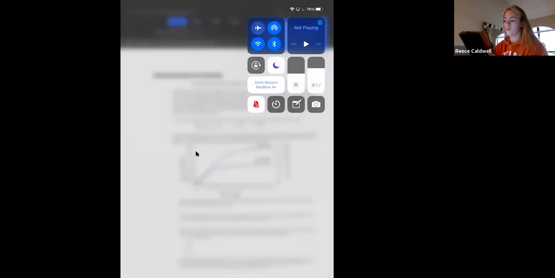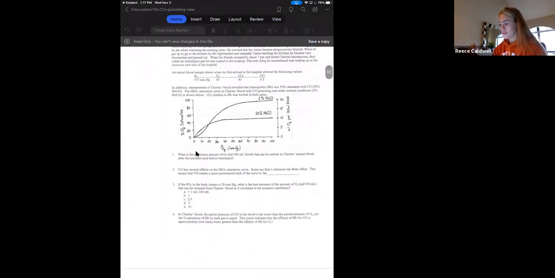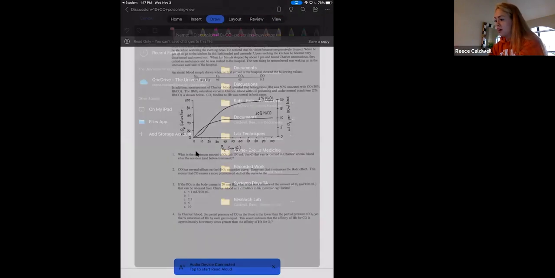Awesome. Okay, cool. So when looking at question number 1, what we see is that we're looking for the max amount of O2 in milliliters per 100 milliliters of blood that can be carried in Charles' blood after the carbon monoxide poisoning. So this one is super simple.